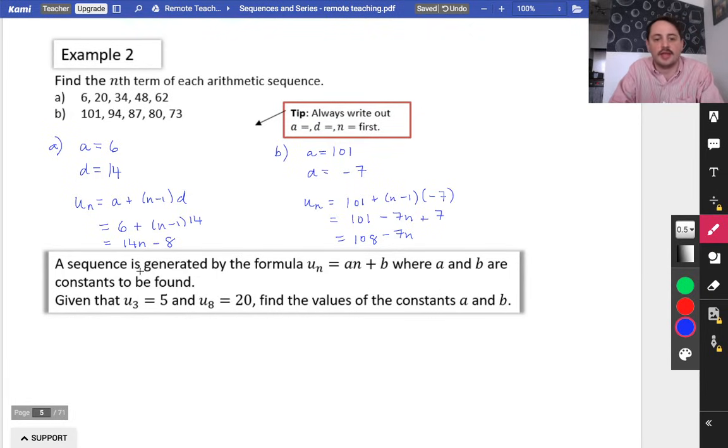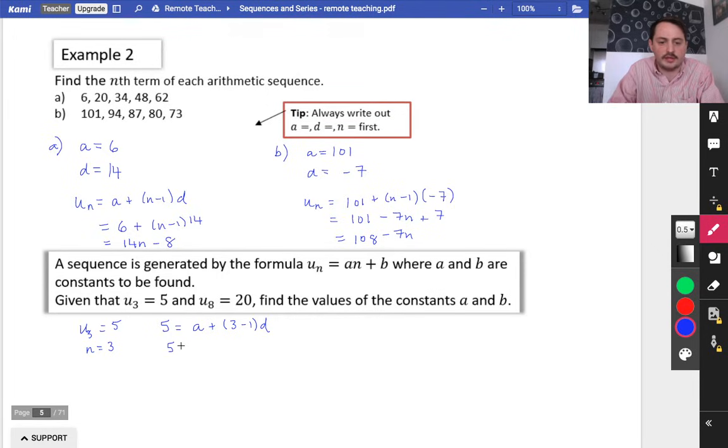Okay, it says here, a sequence is generated by the formula un equals an plus b, where a and b are constants to be found. Given that u3 equals 5 and u8 equals 20, find the values of the constants a and b. Okay, so let's start off with this u3 being equal to 5. So for u3 being equal to 5, we can clearly see that n is equal to 3. So we can say that 5 equals a plus n minus 1 d.